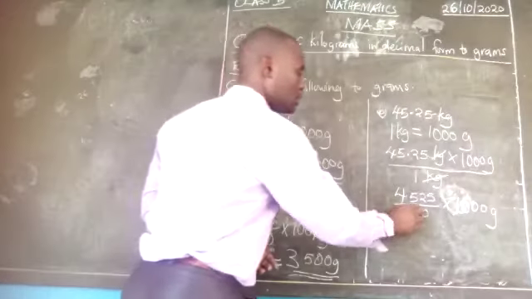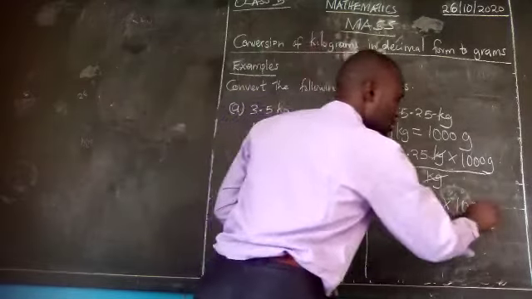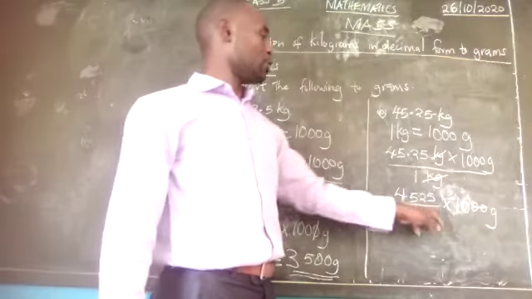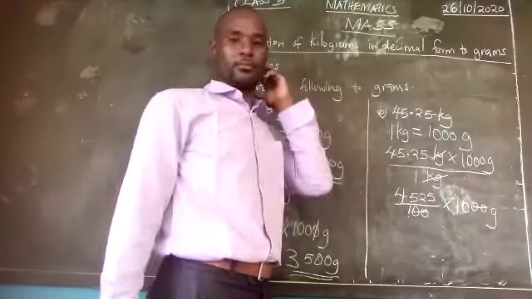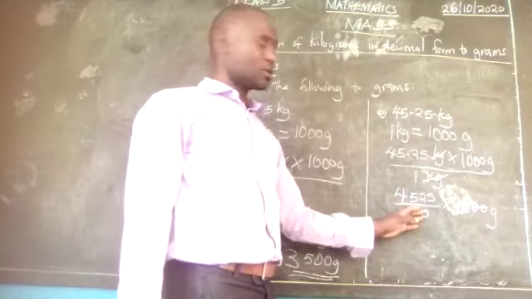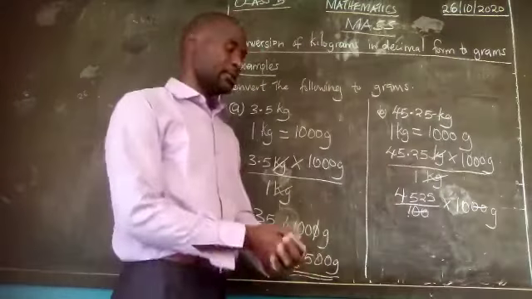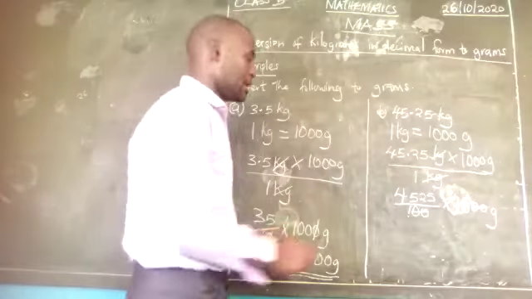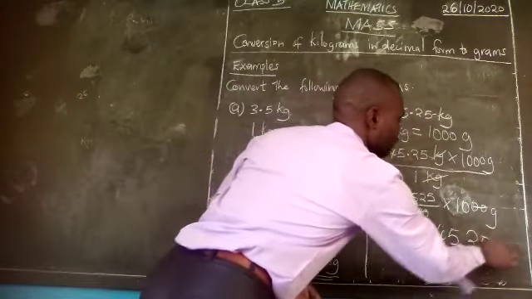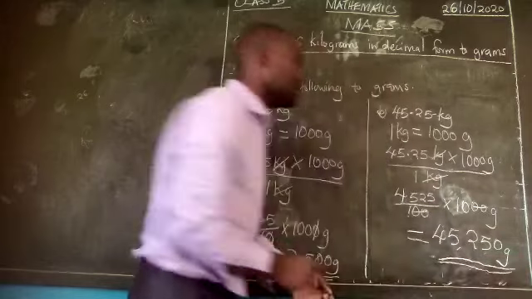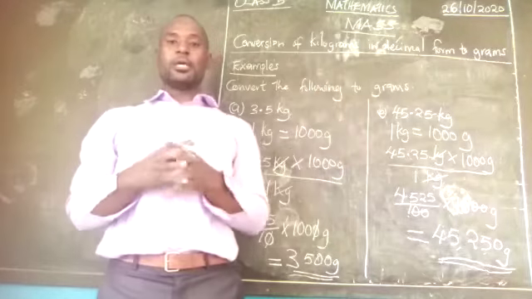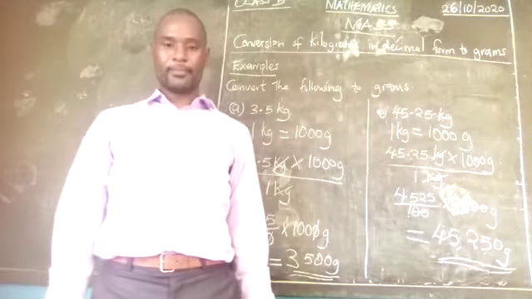So these two zeros will cancel with these two zeros. Then you remain with 4,525 multiplied by 10 grams. What will it give us when you multiply this one? So it will be 45,250 grams. So our final answer now becomes 45,250 grams. So that is how you convert kilograms to grams when given a decimal number.